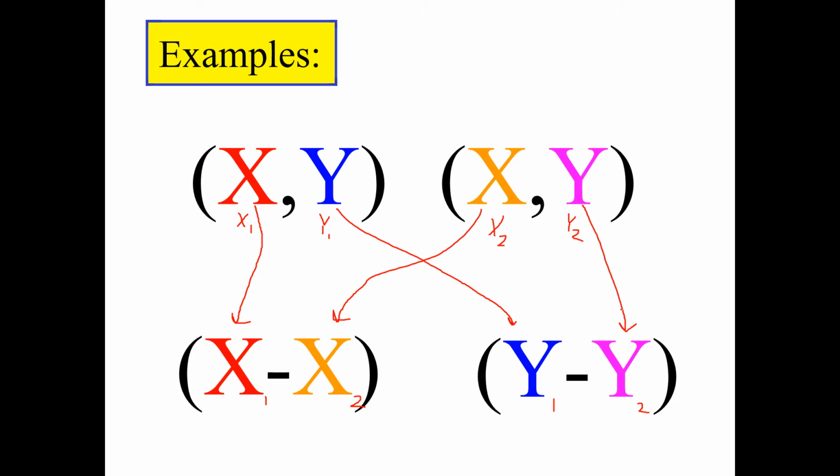So again, what I'm doing here is I'm taking the x coordinate from both of these coordinates, and I'm putting them together in parentheses, and I'm subtracting them. So this is x1 minus x2. And over here I have y1 minus y2.